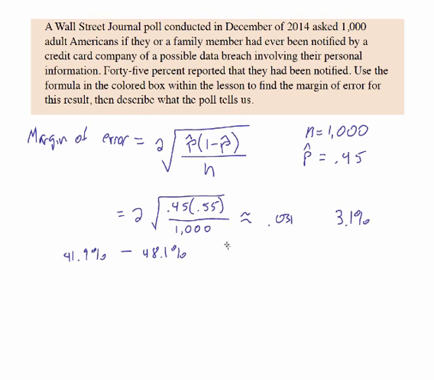Now what that tells us is, remember, this margin of error formula goes along with a 95% confidence interval. So what this is ultimately telling us is the statistician involved in this poll is 95% sure that of all adult Americans, somewhere between 41.9% and 48.1% have been notified, or a family member has been notified of a possible data breach involving personal information by a credit card company.